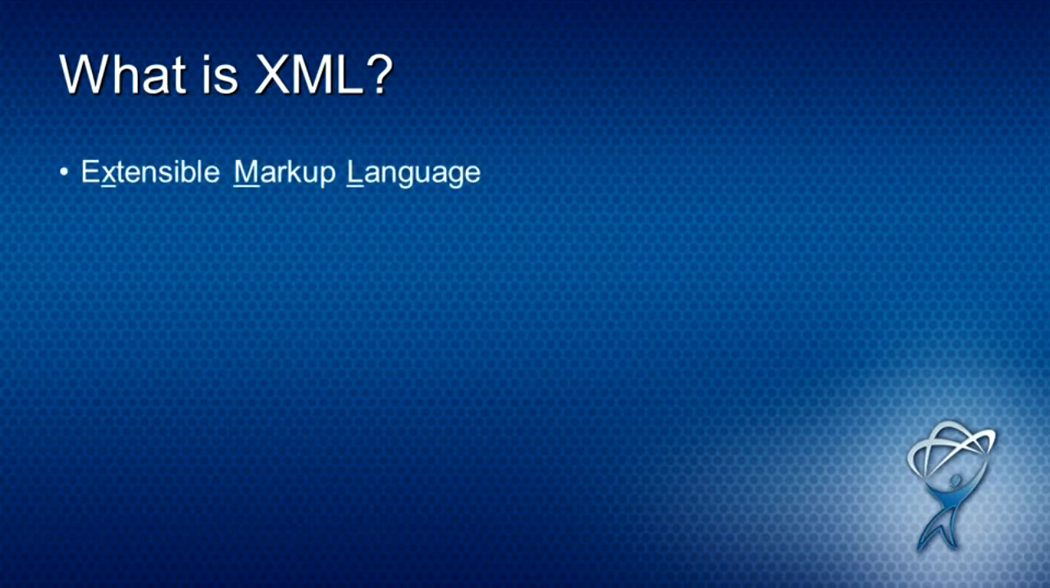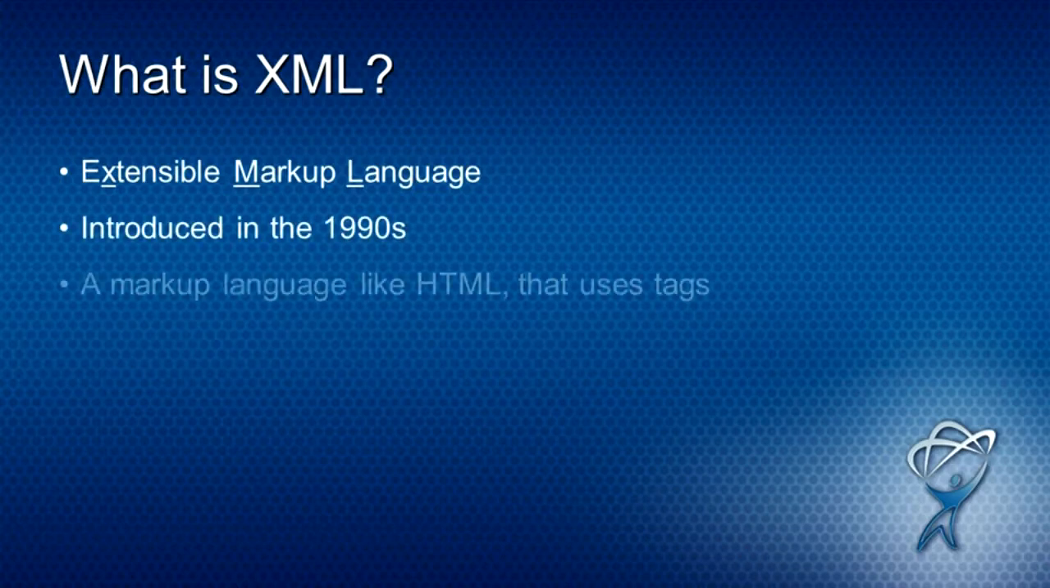And of course, that would start off with what is XML and what does it stand for? It stands for Extensible Markup Language. The X, of course, from extensible and M and L from markup language. It was actually introduced in the 1990s by Microsoft, and it's a markup language like HTML that uses tags. Many of you are going to be familiar with HTML, or the language of web pages for the most part, and the thought of a tag is simply a marker, if you will, that defines what something is.